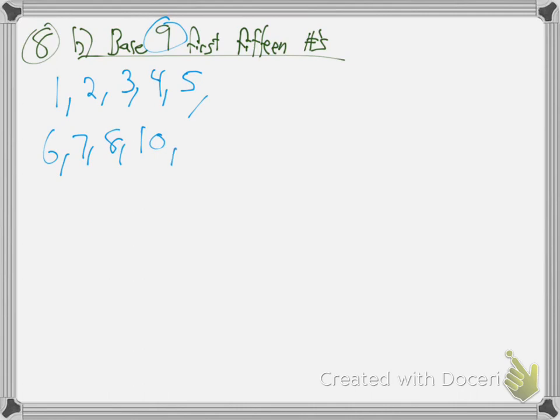Then go back to adding 1. 11, 12, 13, 14, 15, 16, and we're done. That's the first 15 numbers. Anytime you're about to write a 9, instead write 0 and carry. Then just go back to adding 1.